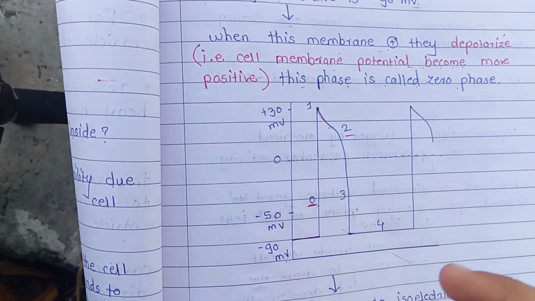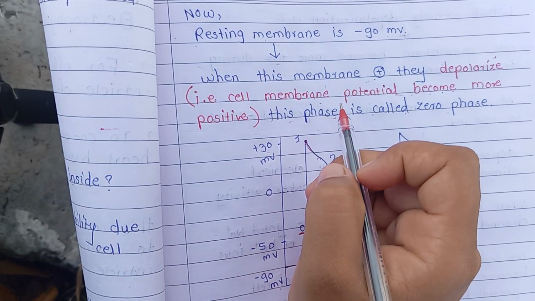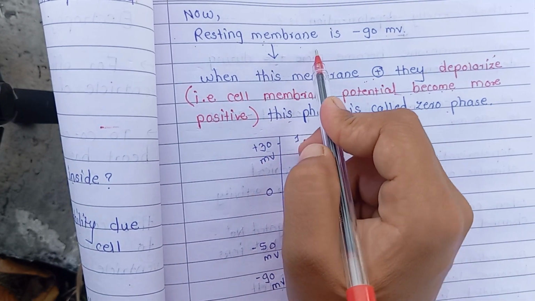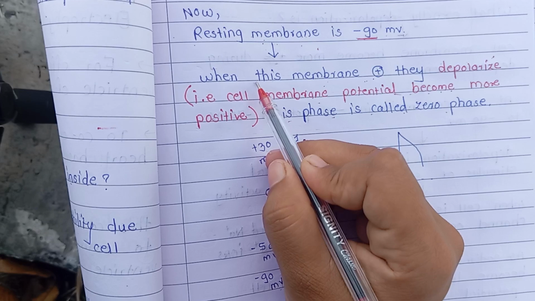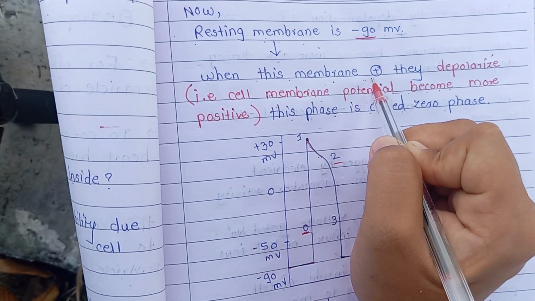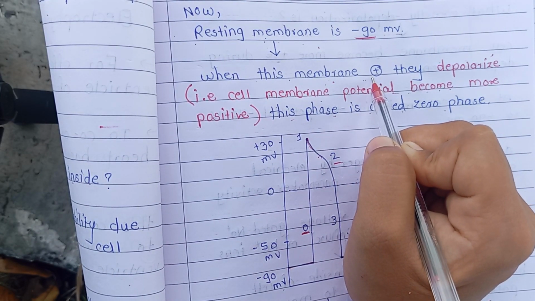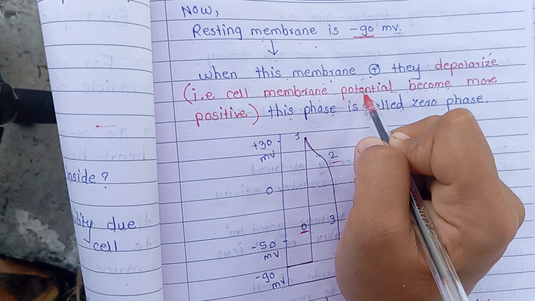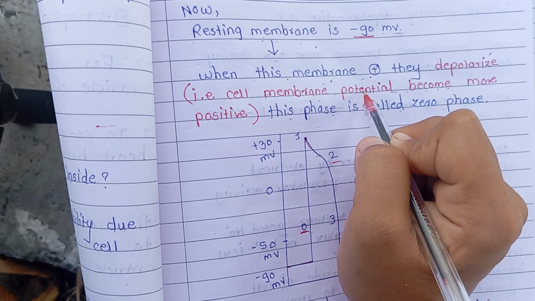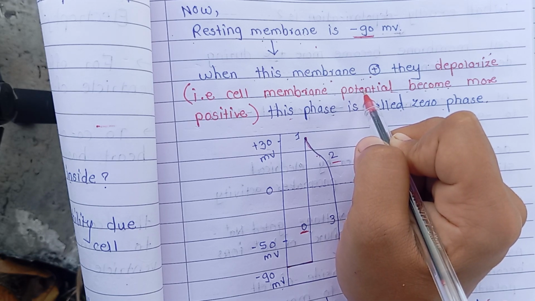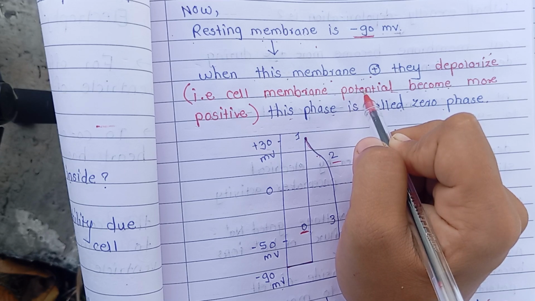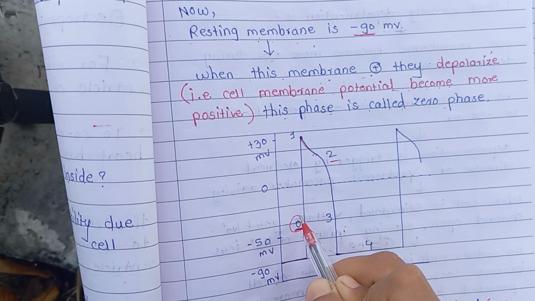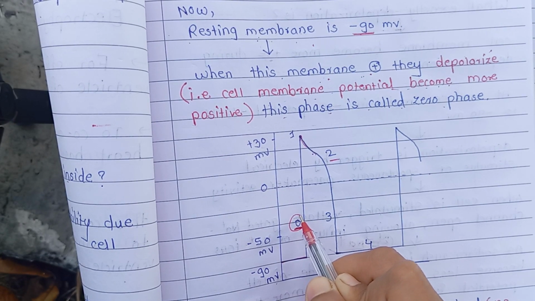Now let's see the various phases of heart electrophysiology. The resting membrane potential is minus 90 millivolts. When the membrane gets stimulated by the electrical impulse, it depolarizes, that is the cell membrane potential becomes more positive. How the membrane potential becomes more positive, we will see later in this video. When the membrane is stimulated and depolarizes, this phase is called phase zero. At phase zero, the potential of the cell membrane becomes positive.